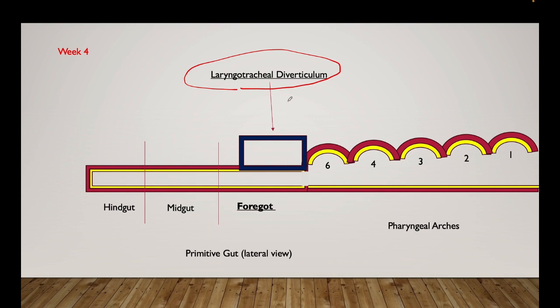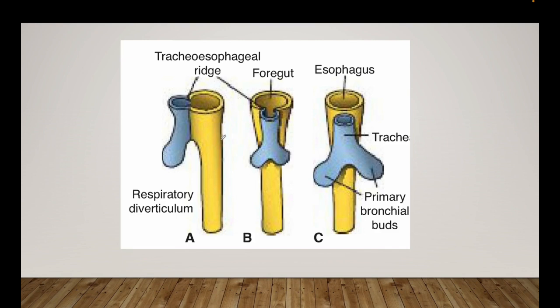So if we take a cross section at this area, let's forget about this part. If we take a cross section and look from that side, anteriorly and laterally, we will have this shape, as you notice. In A we have the respiratory diverticulum, or the laryngotracheal diverticulum. This part will soon become the trachea. This part will soon become the esophagus, which is the primitive tube. Between them, what will form is a ridge, the tracheoesophageal ridge.